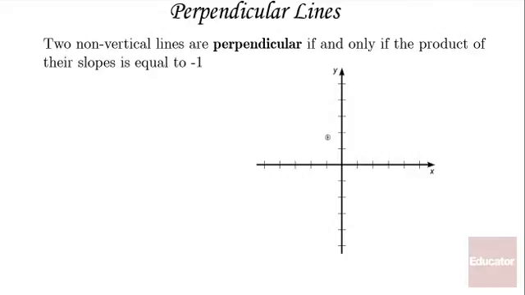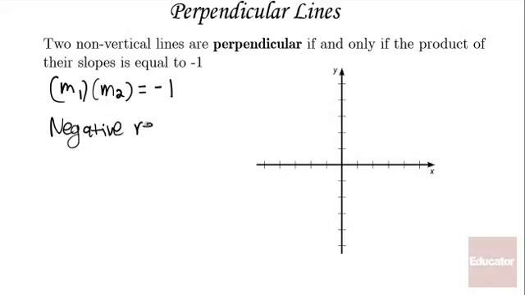Perpendicular lines. Now, for perpendicular lines, two non-vertical lines are perpendicular if and only if the product of their slopes is equal to -1. So if I have the slopes of two lines, M1 and M2, and I multiply those, and I get a product of -1, these two lines are perpendicular. Another way to describe this is to say that the slopes of the two lines are negative reciprocals. So M1 and M2 are negative reciprocals of each other.